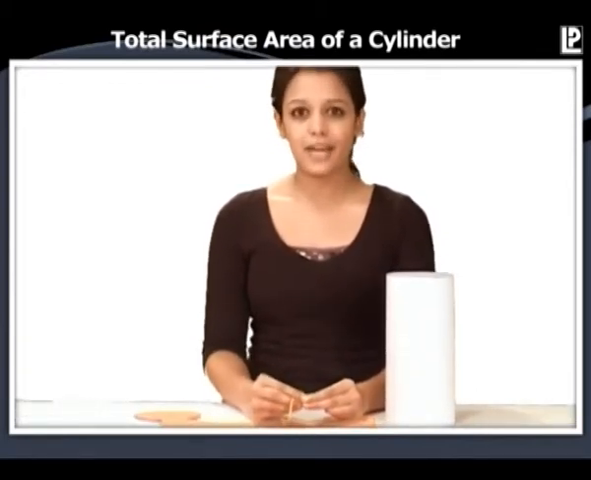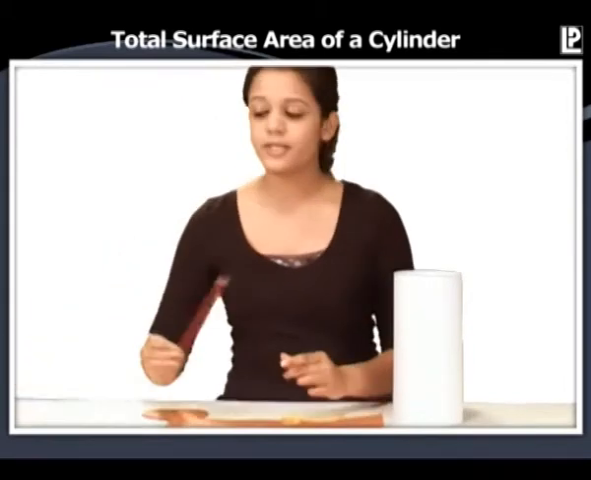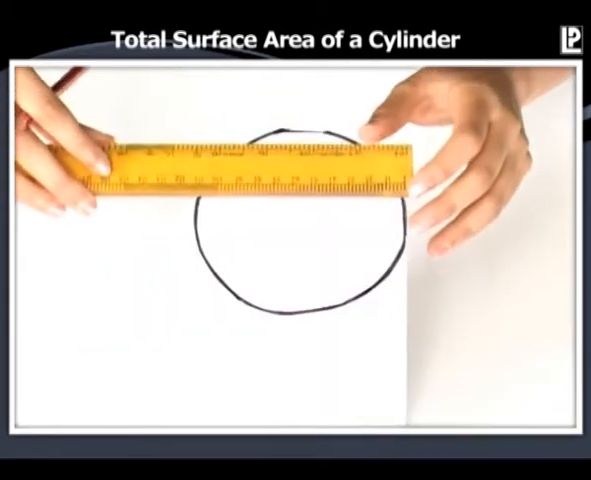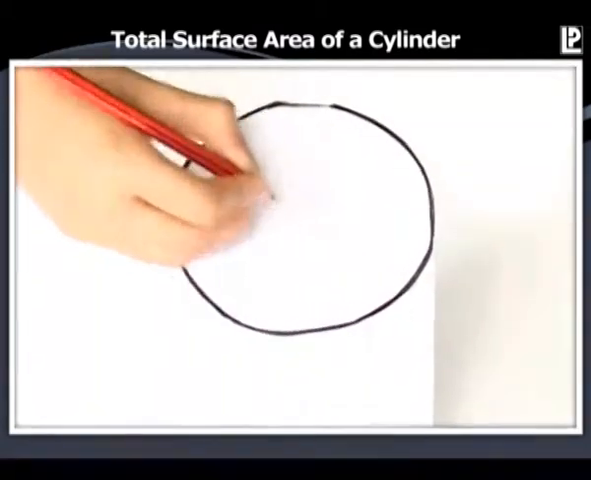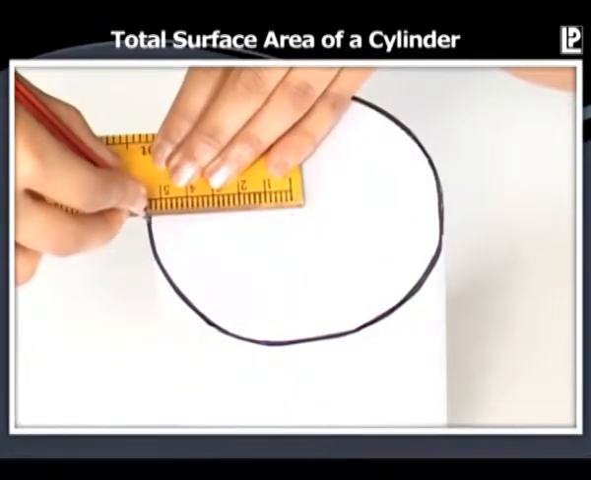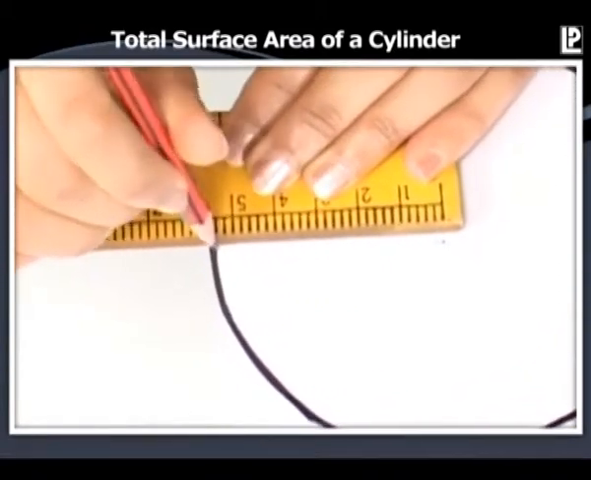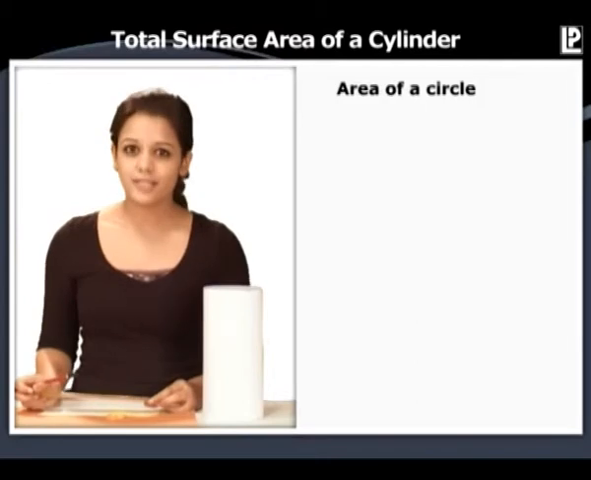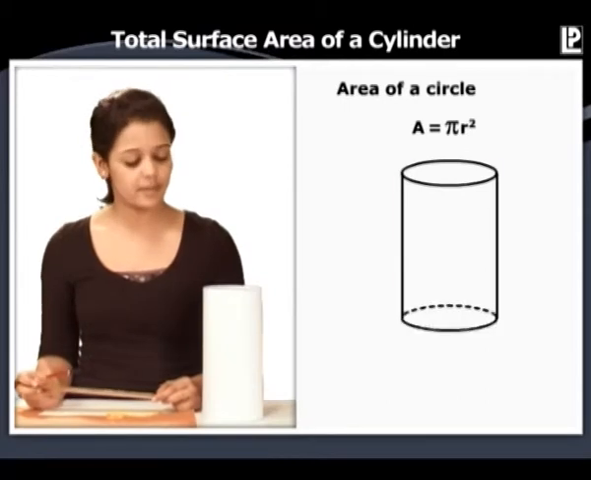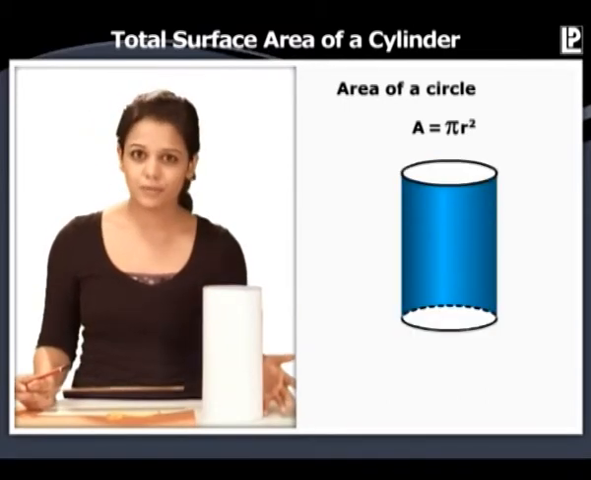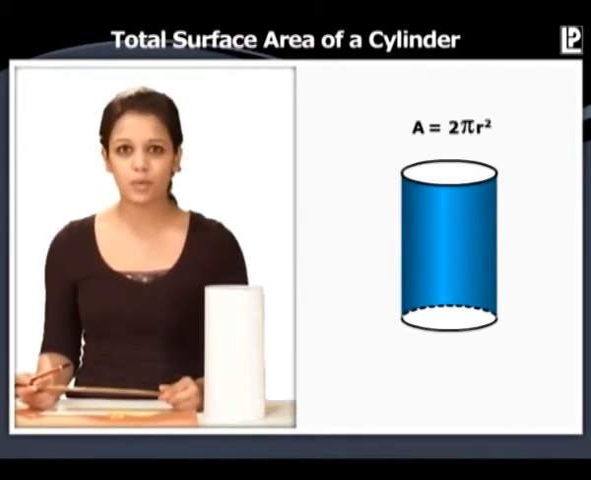Now, let us find the area of the circular piece at the top or the bottom. To find the radius of the circular piece, mark its center. And draw its radius. Measure the radius. The radius is 5.5 centimeters. The area of a circle is given by the formula pi r squared. Since there are two circular pieces, both at the top and the bottom of the cylinder, the area of the circular pieces together is 2 pi r squared.